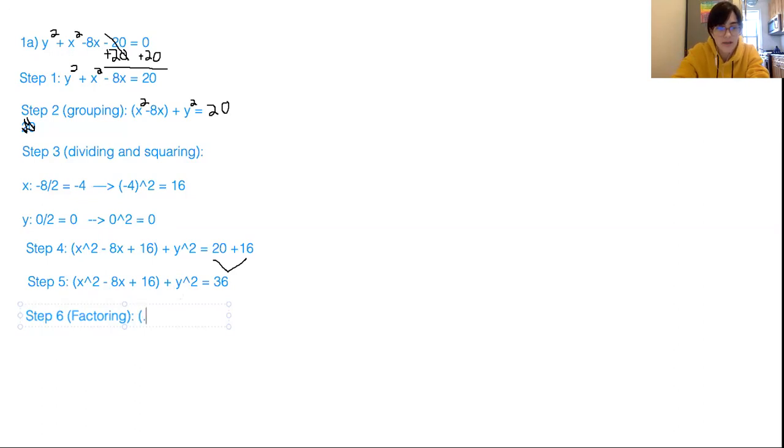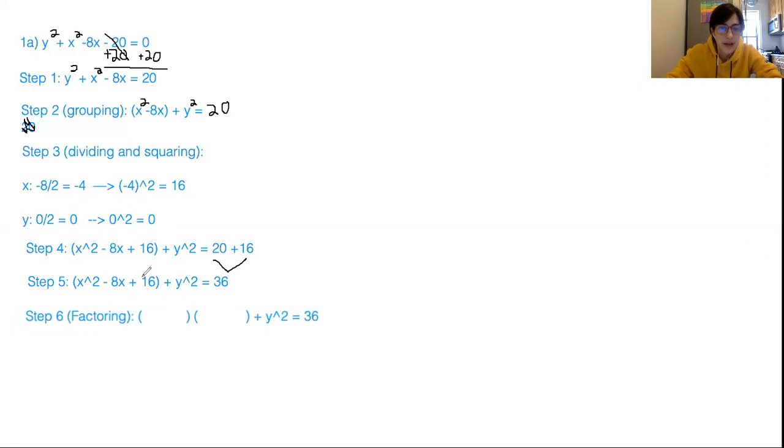I know when I factor, I need to set out these two sets of parentheses, and they're going to be multiplying together. So I'm just creating those parentheses that I'm going to fill in, and I'm going to leave the rest the same. Y squared equals 36. That's going to stay the same even as I factor.